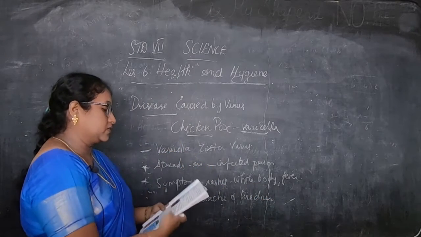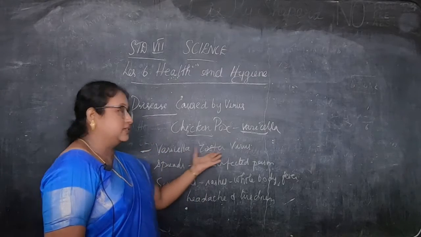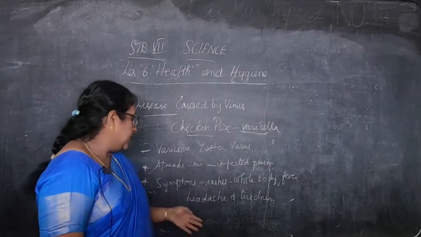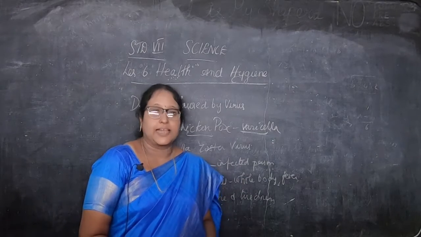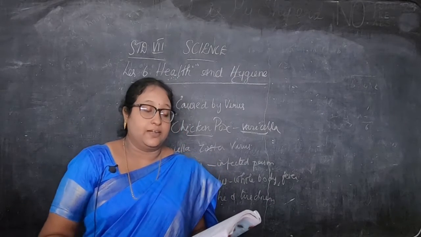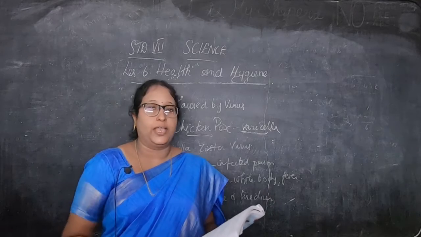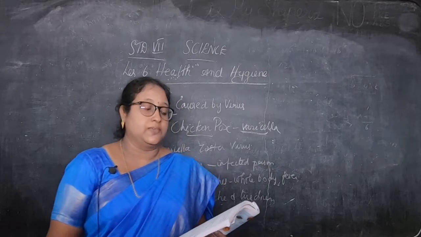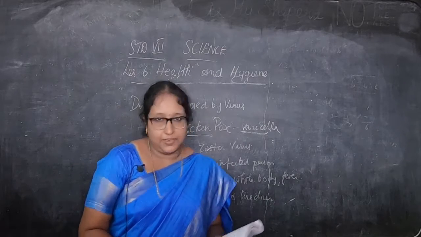So chickenpox is otherwise called varicella. How did it get the name? It is caused by the varicella zoster virus. Then how does it spread? It spreads through air or through an infected person. Then what are the symptoms here? Rashes on the whole body, fever, headache and tiredness. And what is the prevention and treatment? The varicella vaccine is the best way to prevent chickenpox. A vaccine is given for this, and special attention should be given to infected persons. Okay, children. And next we'll go to rabies.